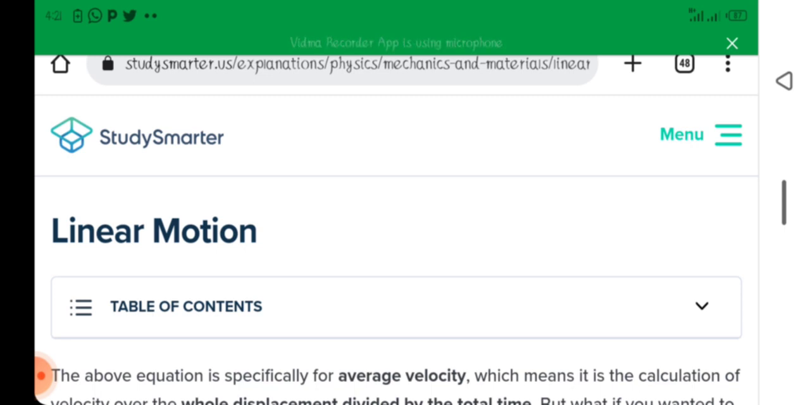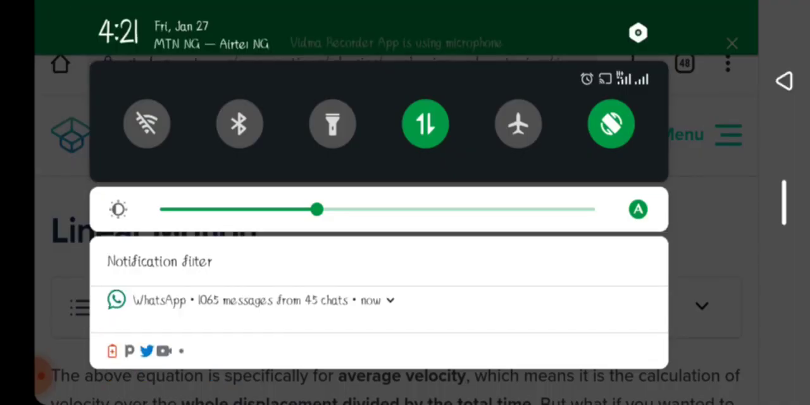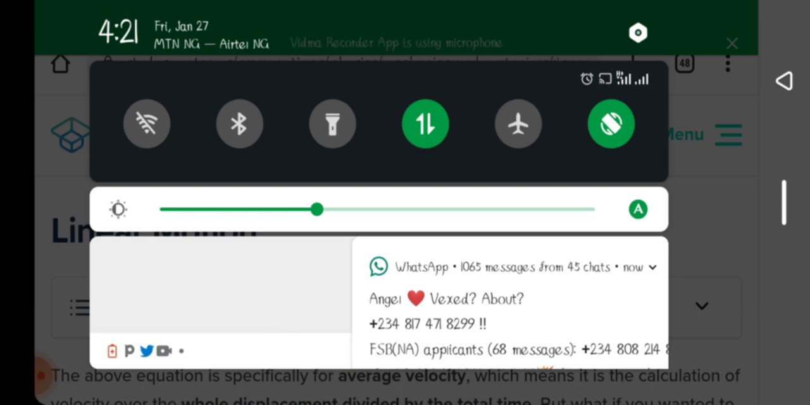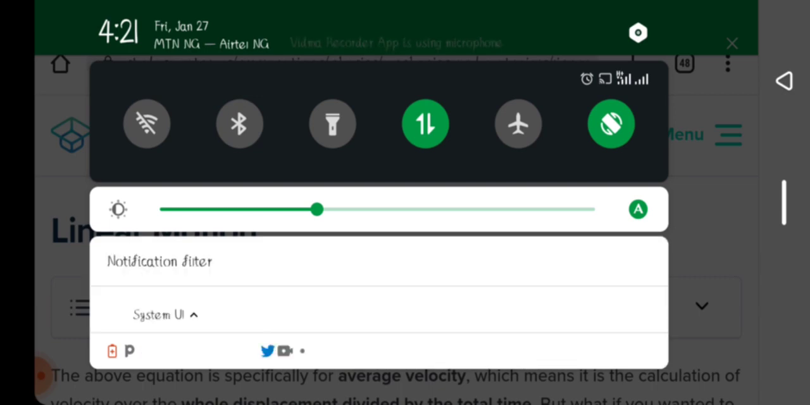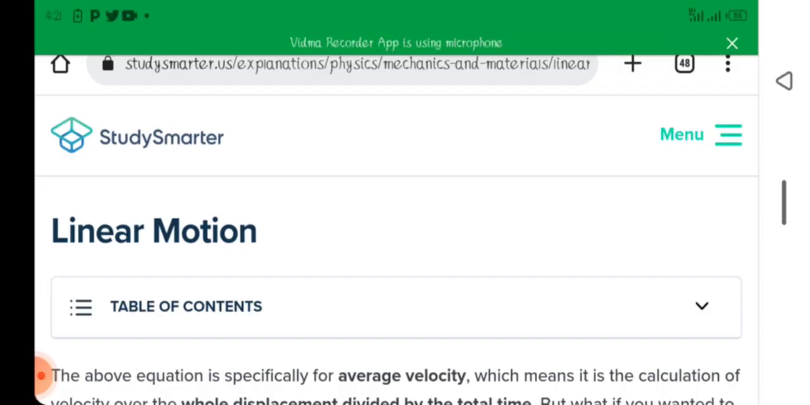Under speed, you have different forms of speed. I won't go into that yet. I will wait until I'm done talking about velocity and acceleration, and then I'll be able to relate them together, because they have some things in common. Okay, now moving on.